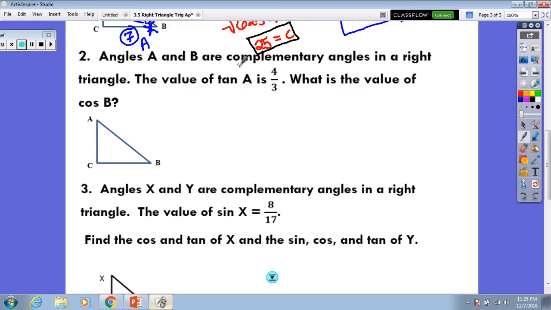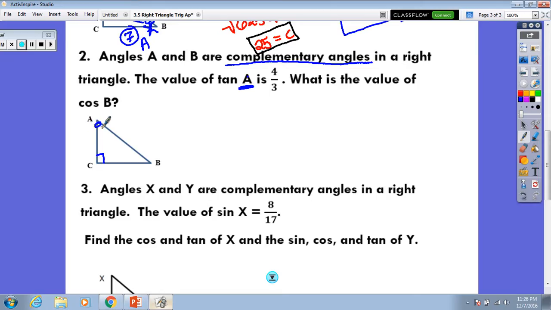Alright, so A and B are complementary angles in a right triangle. So that means C is the right angle. These two need to add to 180. That's what complementary means. They add to 180. Alright, once again they gave me the tangent, and we're looking at it from the perspective of angle A. They tell you the angle right after your trig function.